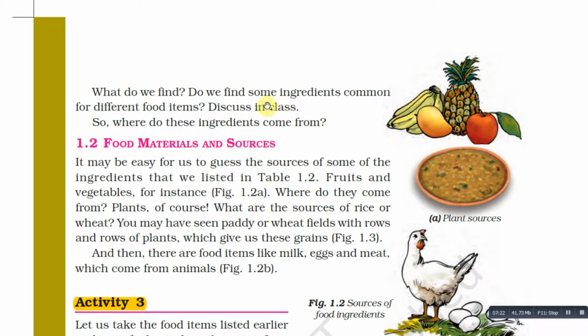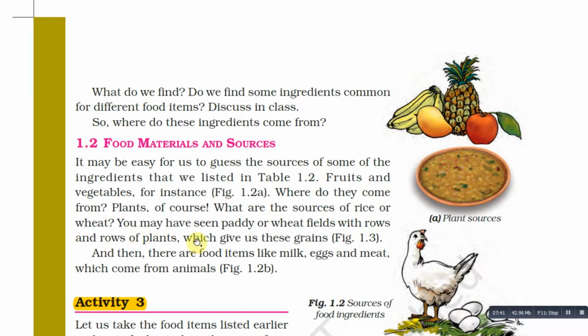So where do these ingredients come from? Now food is made up of different ingredients. From where these ingredients are coming, that we have to see. So our second topic is food materials and sources.